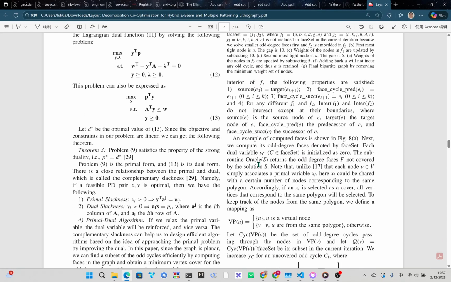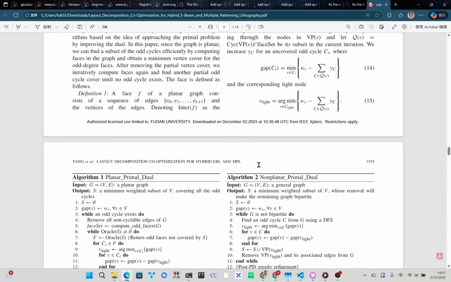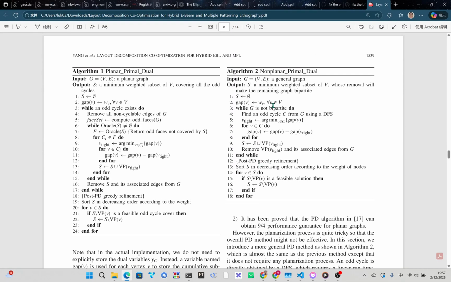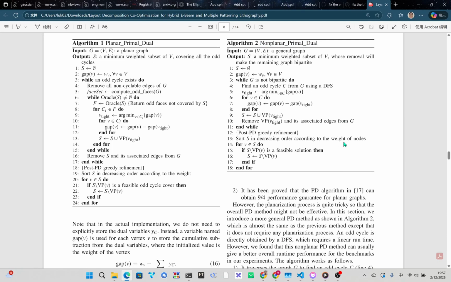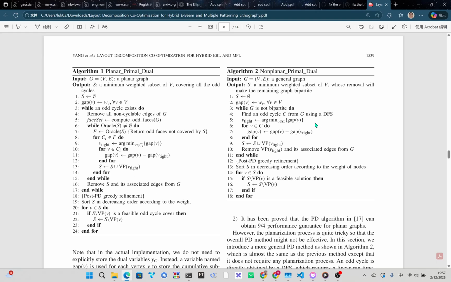Okay, so once it finds a conflict cycle, how does it decide which vertex is the best one to sacrifice to the e-beam? It identifies what it calls the most tight node. In simple terms, it finds the node within that conflict cycle that has the lowest gap weight. That means it's the cheapest available feature to assign to EBL. It removes that node, pays the cost, and just repeats the process until the layout is perfectly bipartite.